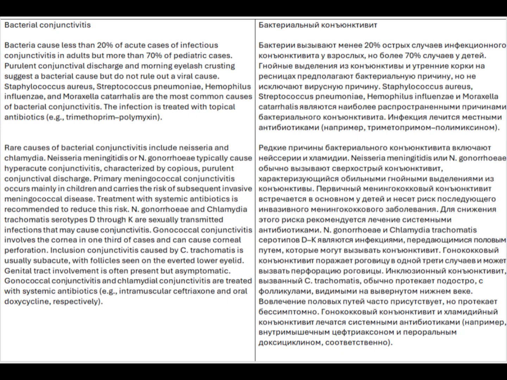Gonococcal conjunctivitis involves the cornea in 1/3 of cases and can cause corneal perforation. Inclusion conjunctivitis caused by C. trachomatis is usually subacute, with follicles seen on the averted lower eyelid. Genital tract involvement is often present but asymptomatic. Gonococcal conjunctivitis and chlamydial conjunctivitis are treated with systemic antibiotics, e.g., intramuscular ceftriaxone and oral doxycycline, respectively.